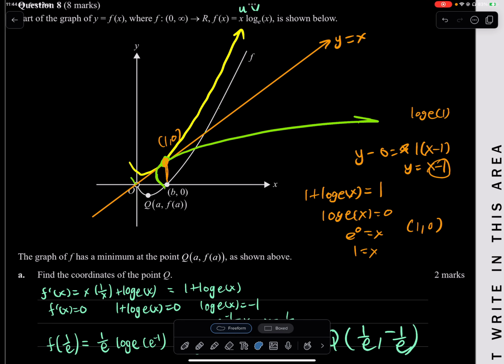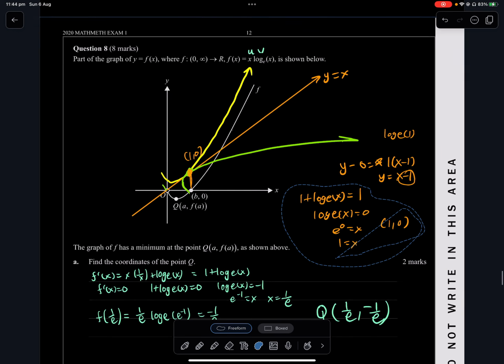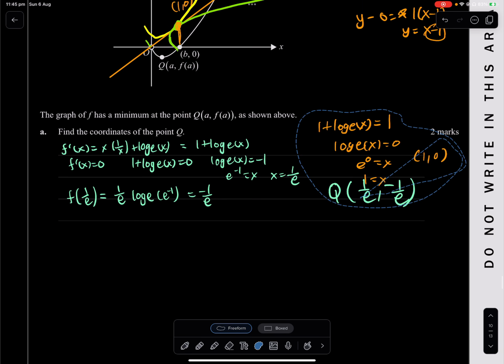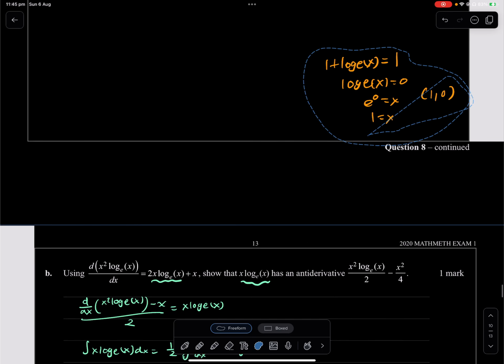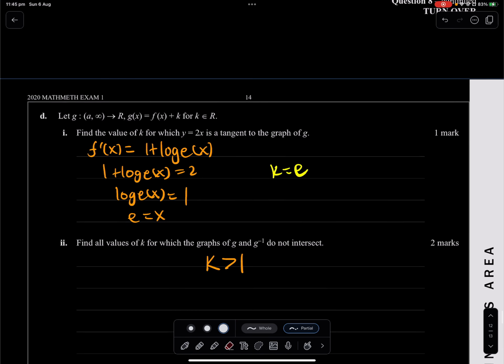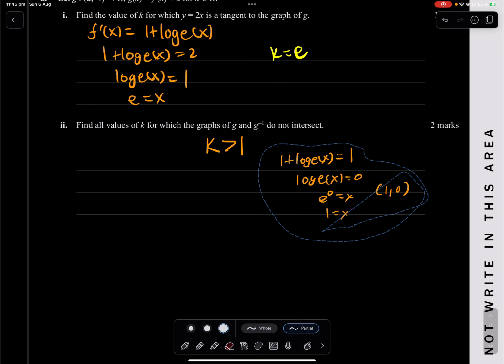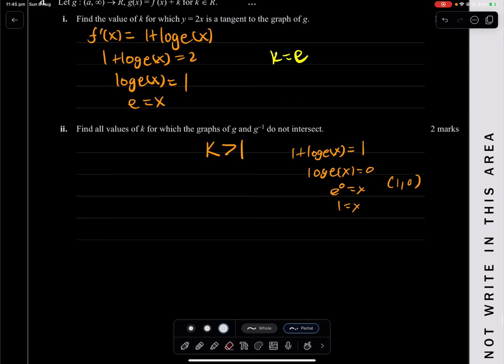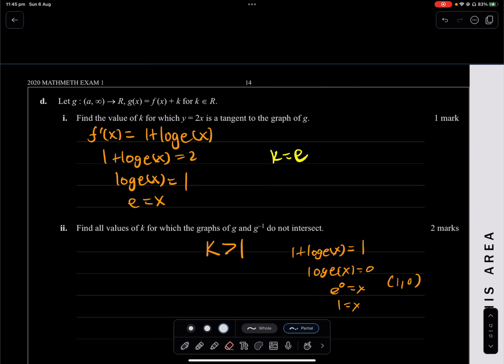Look, I'll be honest, that last question was alright. It was not bad. It was just very confusing, most of it. Let me just copy that, cut that, paste it over here. Nice. Alright, find the values of k. k is greater than 1.